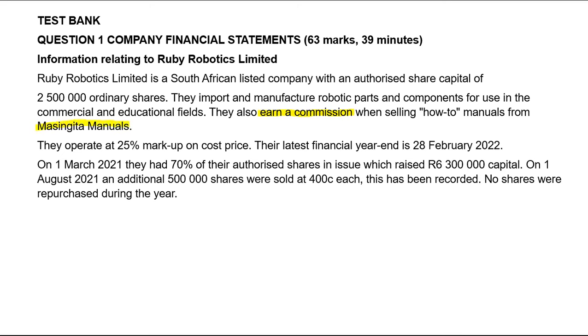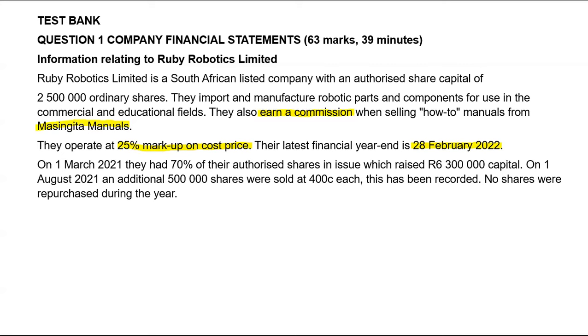They operate at a 25% markup on cost price. Their latest financial year end is the 28th of February. So this is the end of the financial year. That indicates to you that the beginning of the financial year will be the 1st of March 2021.